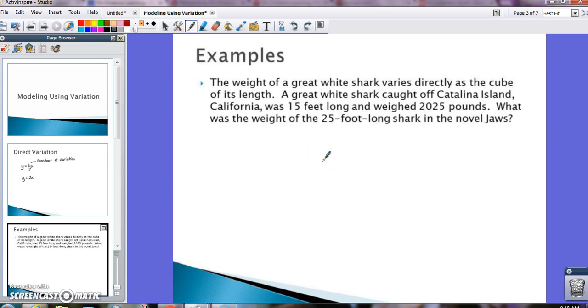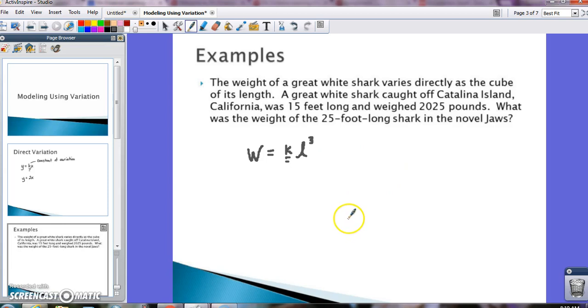So the weight of a great white shark varies directly, and they're going to tell you right in the problem what kind of variation it is. So they're telling you right here, it says varies directly as the cube of its length. Okay, so very similar to what we just did. The weight of a great white shark varies directly as the cube of its length. So we still have that constant of variation that we need to figure out.